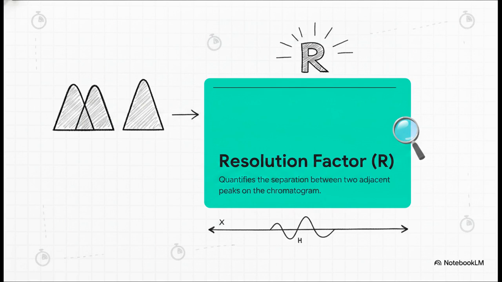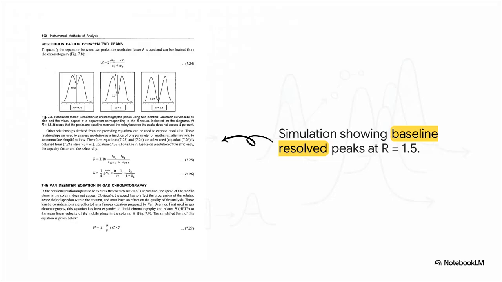It factors in both the time the peaks exit and how wide they've spread out at their bases. Ultimately, if R is too low, your peaks overlap, and honestly, your data becomes completely useless. Let's see how this builds visually. Look at this graph showing baseline resolution. This magical moment happens when the resolution factor hits exactly 1.5.